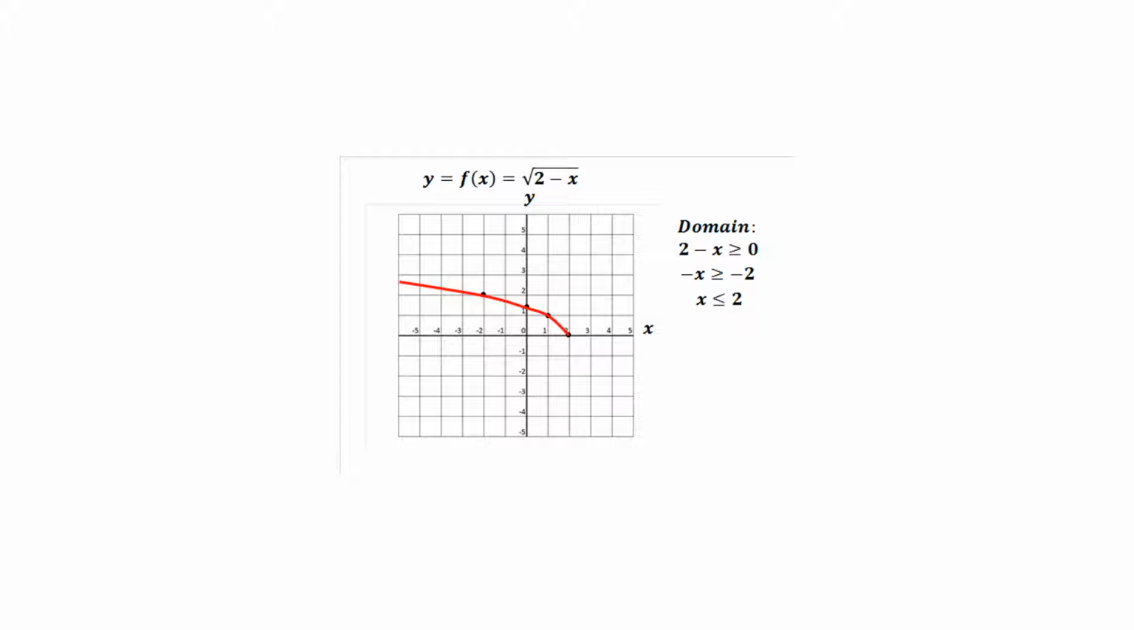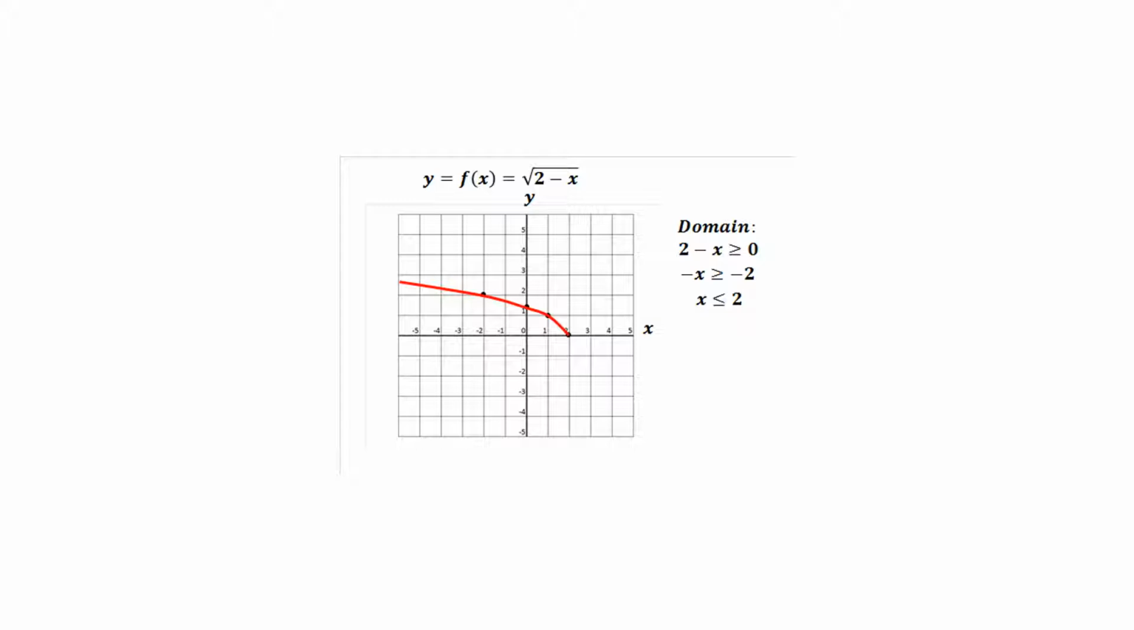So we plot some points. If x is 2, then you got the square root of 2 minus 2. That's the square root of 0 is 0. And now we could put in 1 for x. The square root of 2 minus 1, the square root of 1 is 1. We're going left. And if we put in 0, the square root of 2 minus 0, that's the square root of 2. That's approximately 1.4.